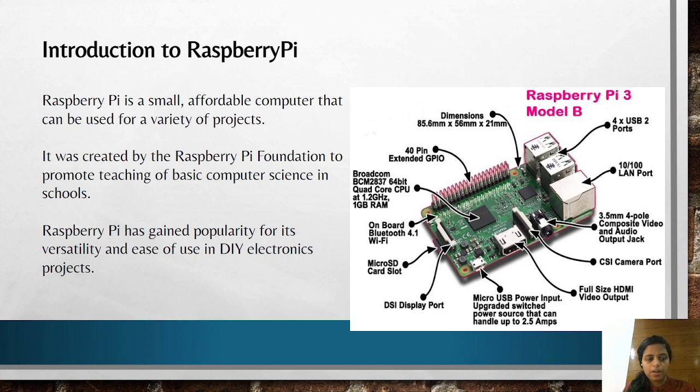So, Raspberry Pi is a very cheap computer that runs Linux, but it also provides a set of GPIO, that is, general purpose input output pins. So it controls electronic components for physical computing and explores the Internet of Things.